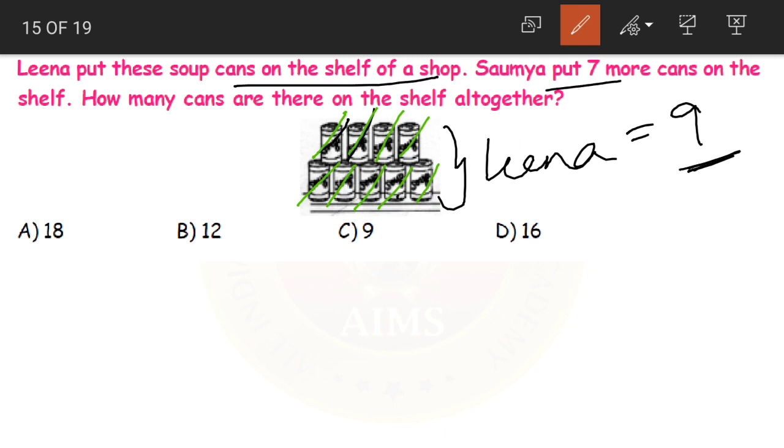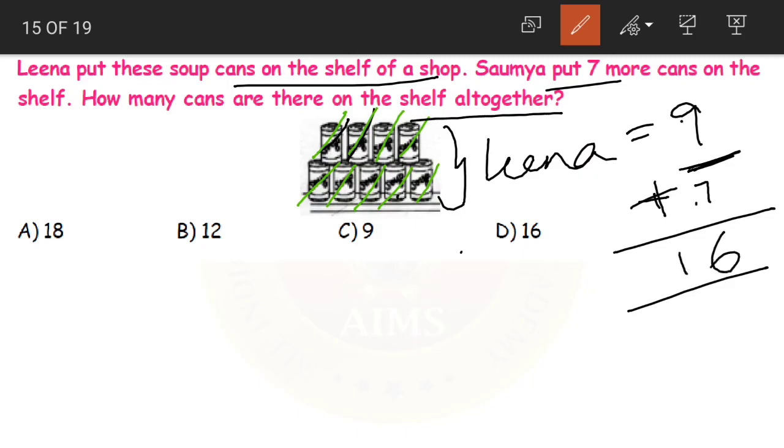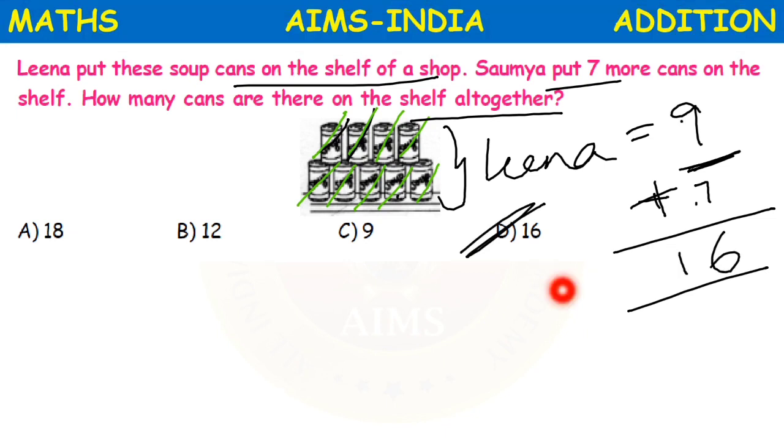Again, what did Soumya do? Soumya put 7 more cans. Now, how many cans are there all together? Again, add these two numbers. 9 plus 7 gives us 16. So, the correct answer is what? Option D, 16. Understood, children?